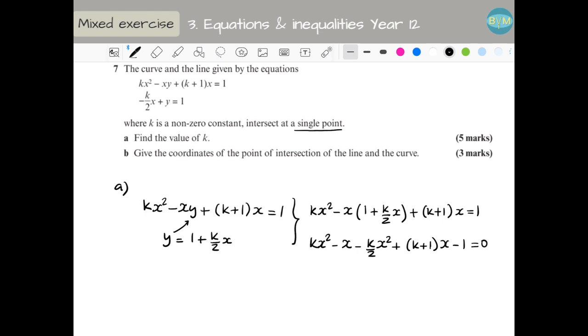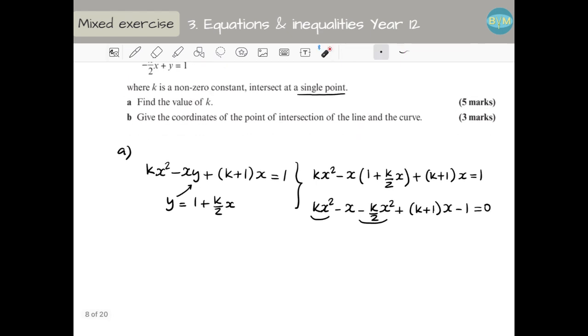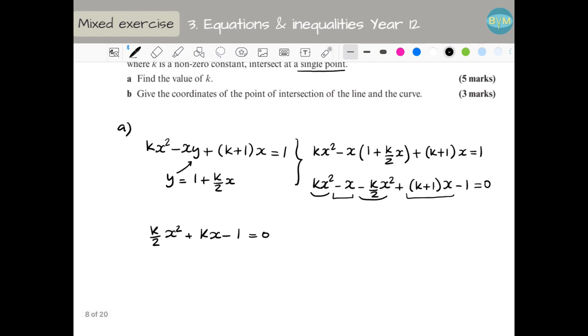So now I'm going to collect like terms. I'm going to simplify this expression, and I have k minus k/2 is k/2. So I have k/2 x squared. Then I have minus x plus kx plus x. So the minus x and the plus x are gone, and I have kx, and then minus 1 equal to 0. This is a quadratic, this is a, this is b, and this is c, together with the minus.